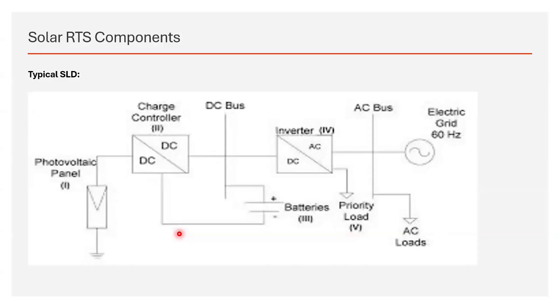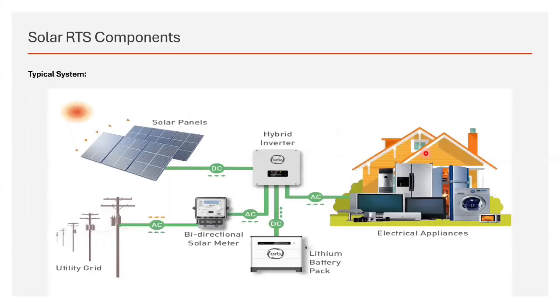Now, this is the typical SLD of a solar RTS rooftop solar system, where this is the photovoltaic cell, the solar PV cell. This is the charge controller, and this is the DC bus, where across this DC plus and minus, this is the battery bank. After that, there is an inverter. This converts from DC to AC, and it feeds the load, as well as being connected to the AC bus. From the inverter, we can take certain priority loads. So it will act like a UPS, as well as from the AC side output, we can feed our other non-priority AC loads, as well as we have grid side connectivity. So this is the SLD, and this is a typical system.